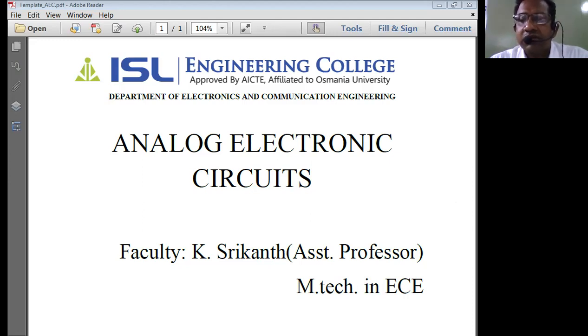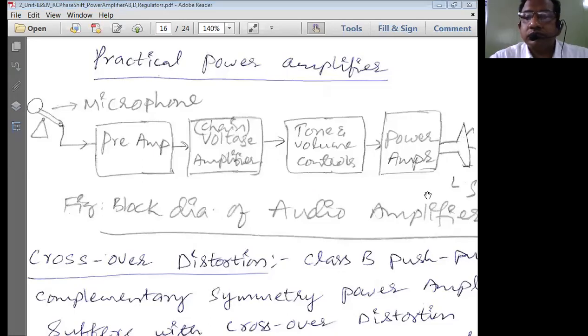So let us go with the overview or summary of the various power amplifiers that we have. What we have seen in the previous sessions in power amplifiers is the basic block diagram and then the exact power amplifier stage. The basic power amplifier block diagram consists of the microphone. The microphone is the one which converts acoustic signals into electrical signals.